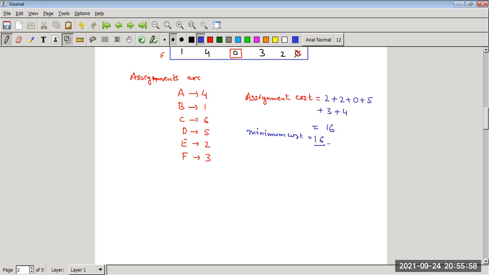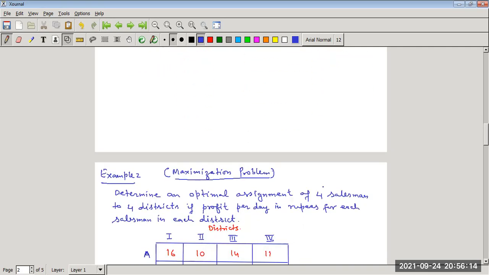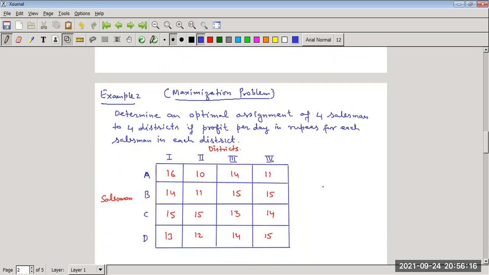Okay. So this is the unbalanced problem. How can we deal with this? We can first make this a square matrix by adding a dummy row or dummy column. Now the next problem is the maximization problem.